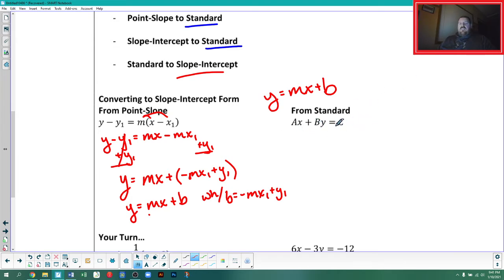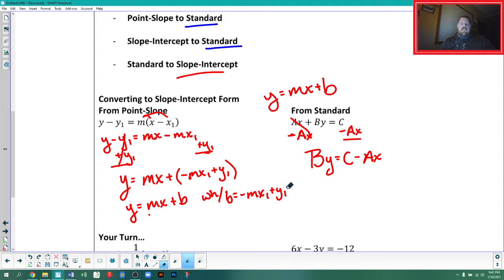Okay. From standard form, I want to get it into y equals mx plus b. So I want to get y by itself. I'm going to subtract ax to move that to the other side. And so on this side that cancels. Over here some weird stuff happens. But I get by equals c minus ax.